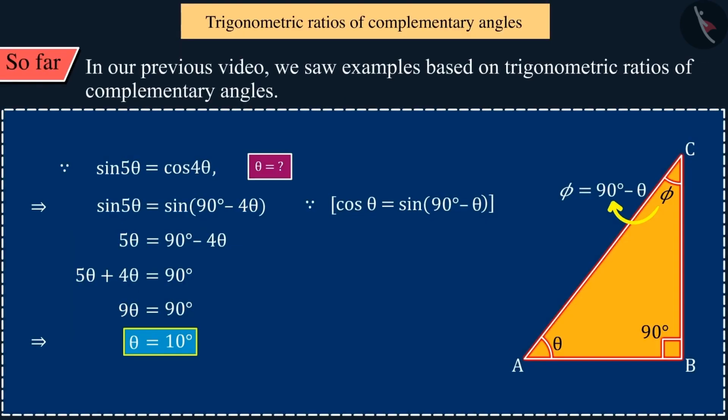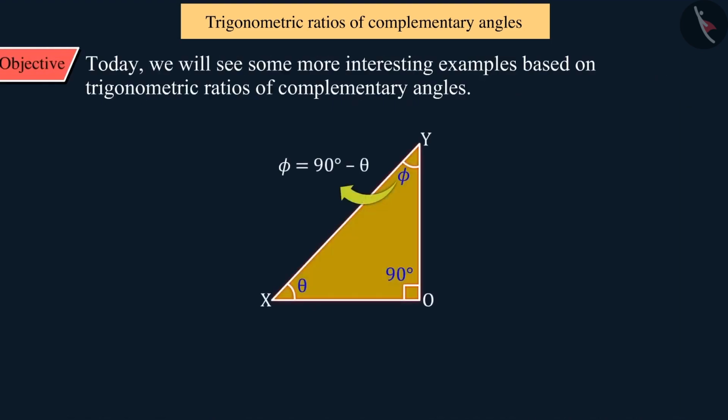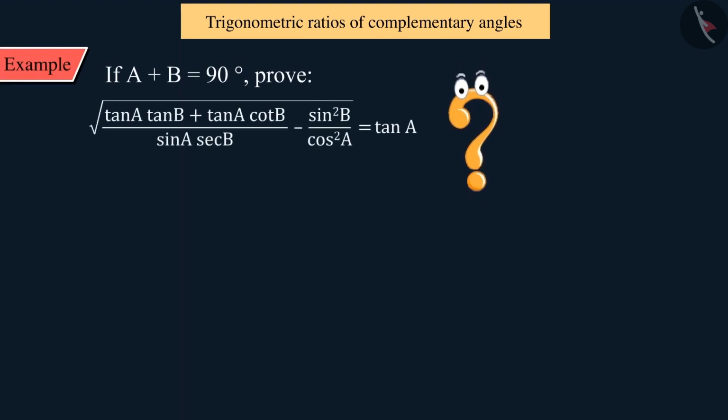Welcome to this video. In our previous video, we saw examples based on trigonometric ratios of complementary angles. Today, we will see some more interesting examples based on this. If A plus B is equal to 90 degrees, can you prove the following equation?